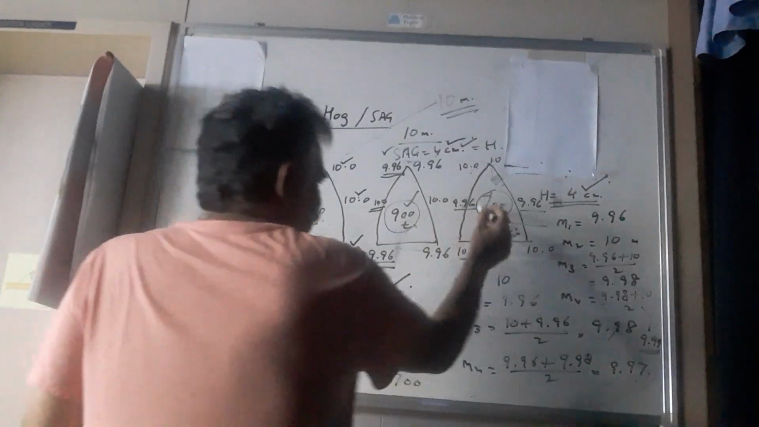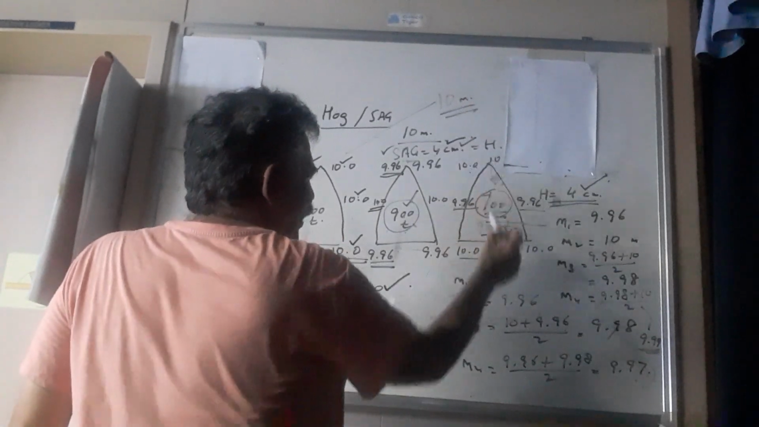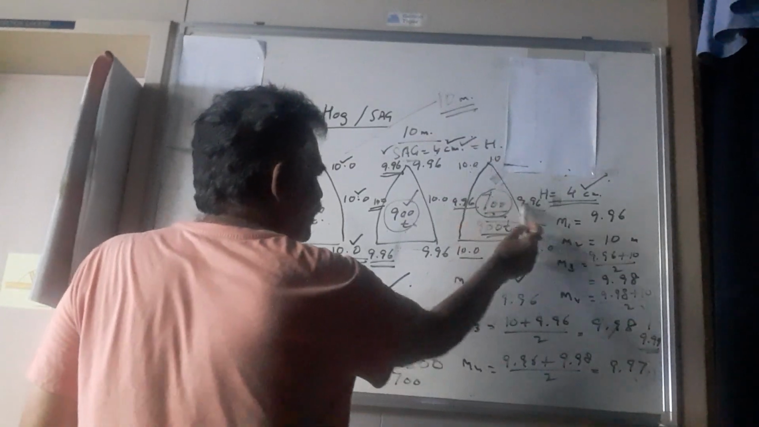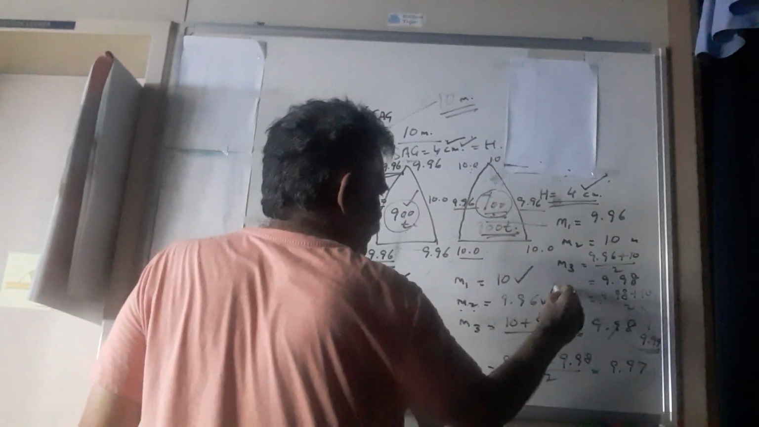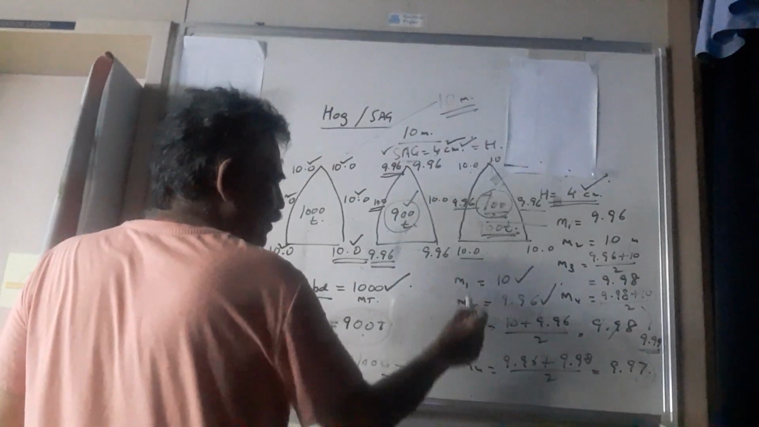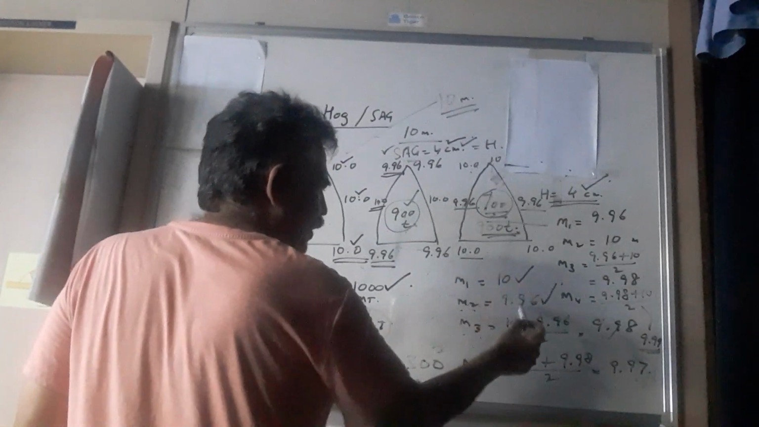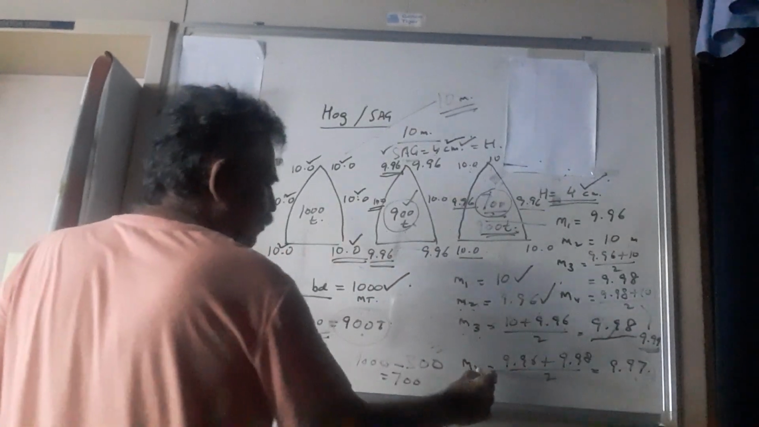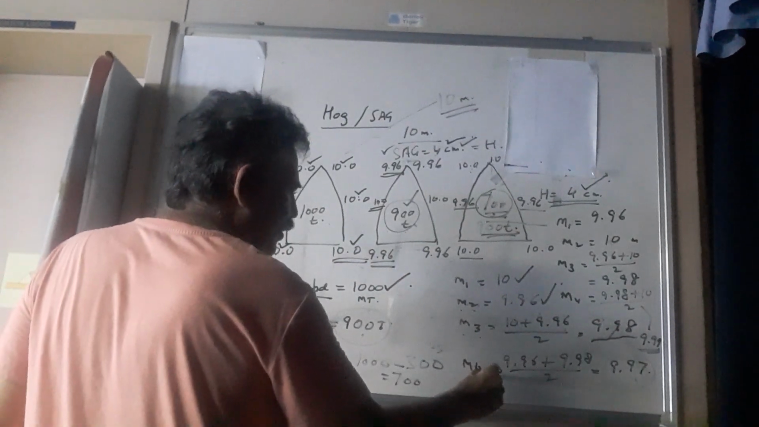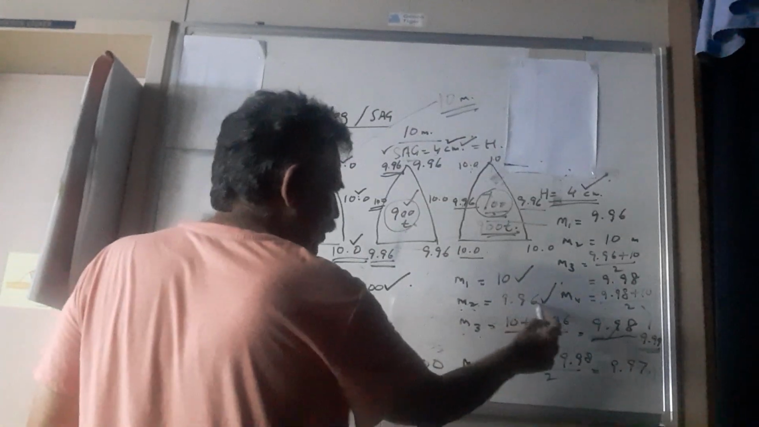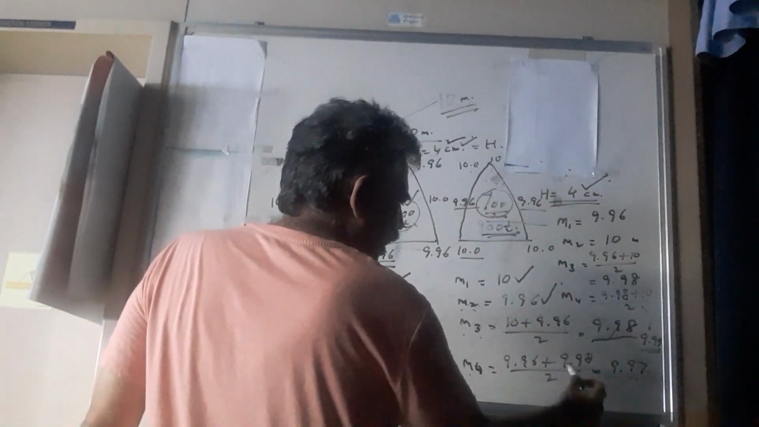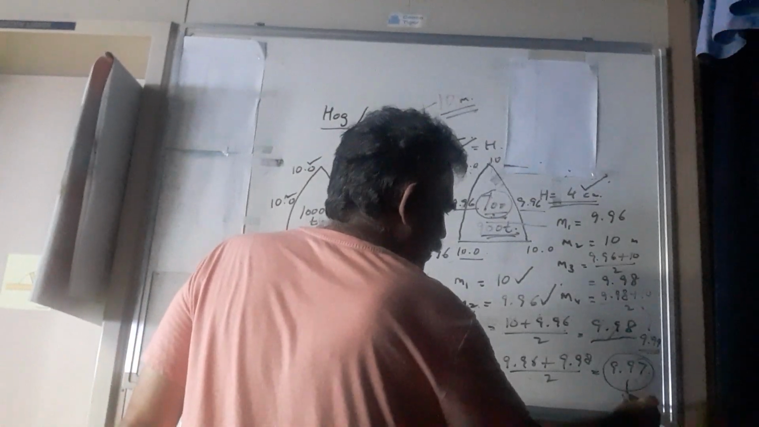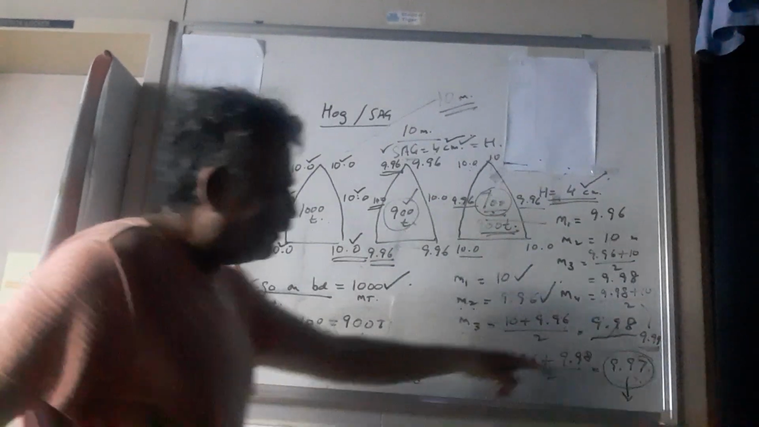So in this vessel, M1 would be average of forward and aft, which would be 10. M2 would be average of port and starboard midship, 9.96. And M3 would be average of M1 and M2, which is 10 plus 9.96 divided by 2, this is 9.98. And M4 would be the average of M2 and M3, which is 9.96 plus 9.98 divided by 2, which is 9.97. So in case of hog, you are loading 3 centimeters less.